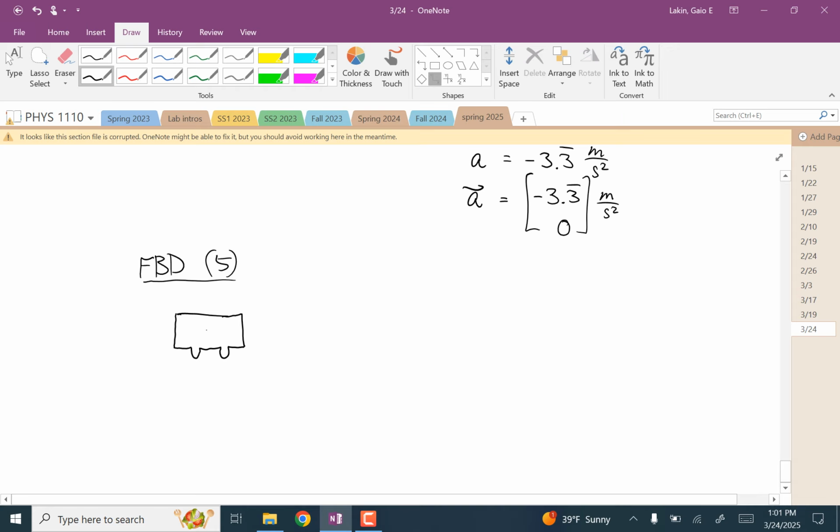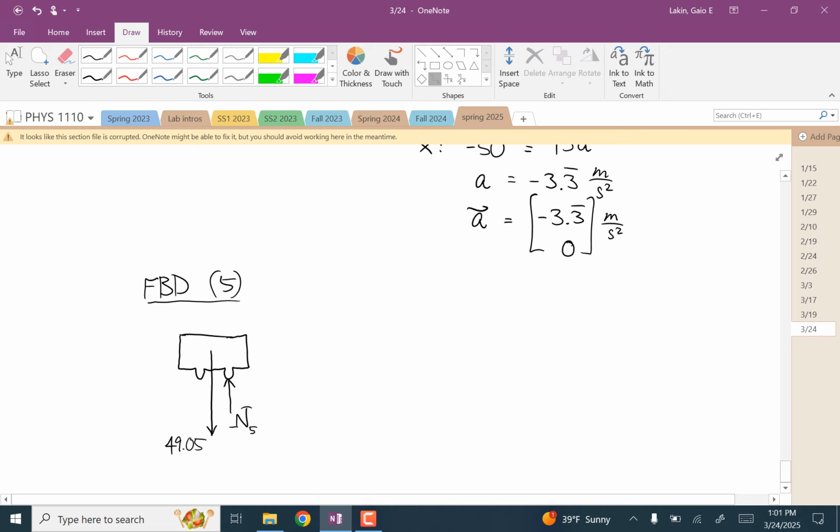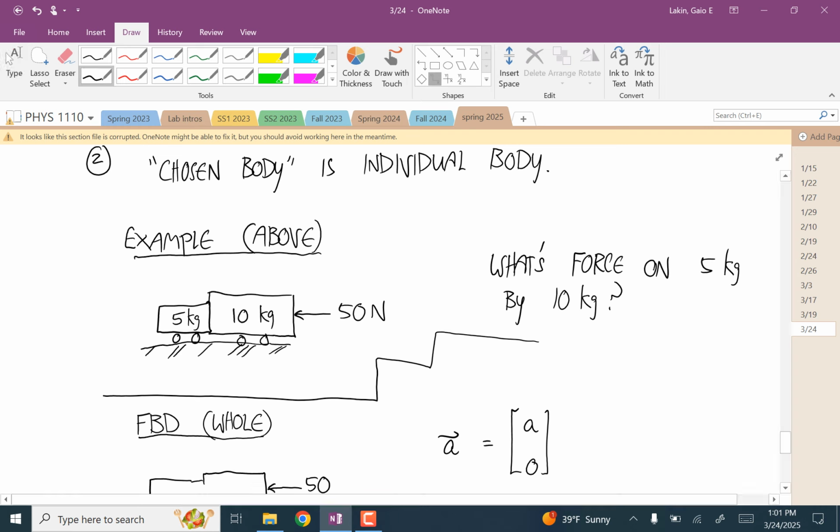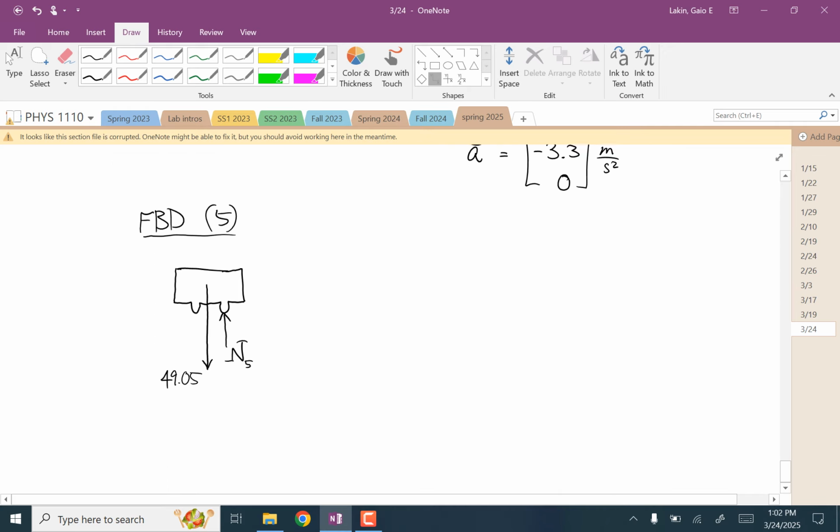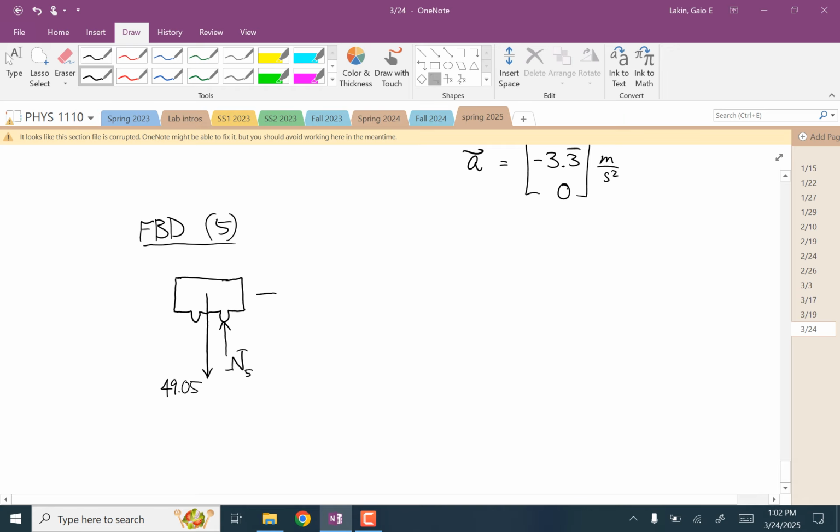And the forces are a weight force going down. So that's 5 times 9.81, 49.05 newtons. A pushing force up from the ground. I'll call that N5. And then the last thing is we're going around the boundary of the 5 looking for contact. There's the place where the 10 is touching it. That's a pushing force. So that's perpendicular to the surface, toward the chosen body, and I'll give that a variable name.